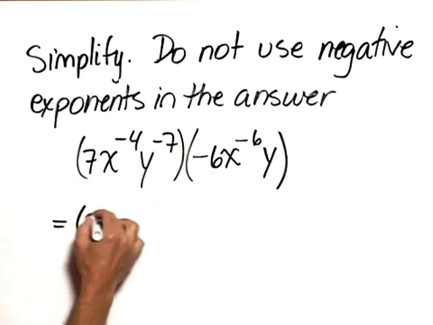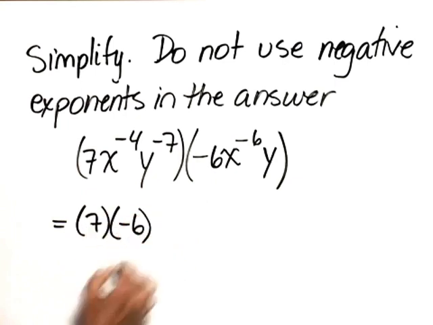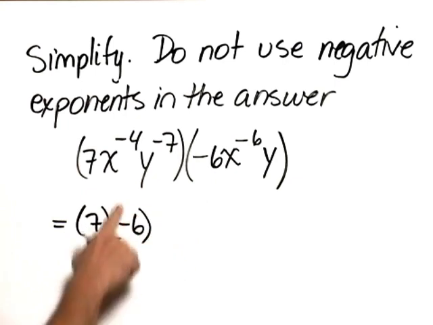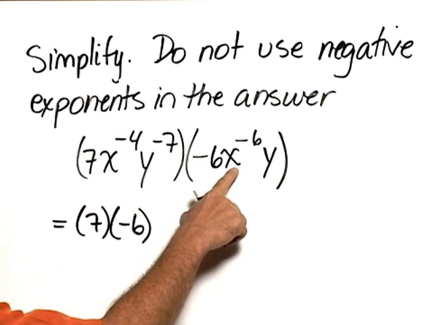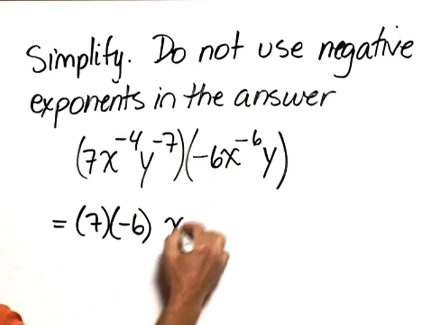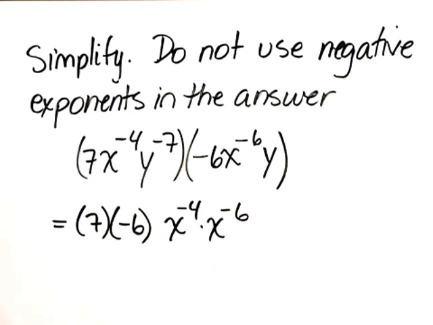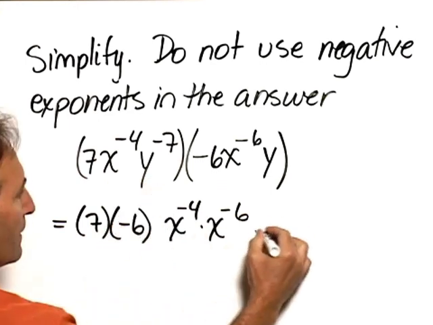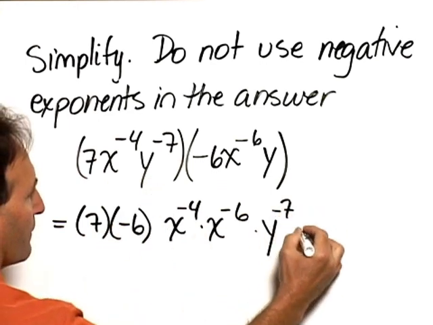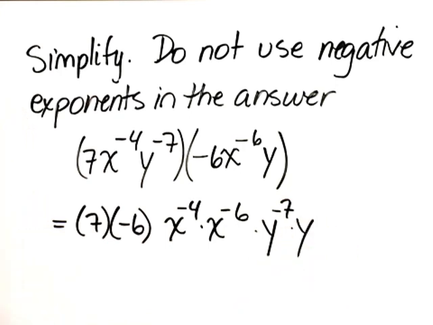So we have 7 times negative 6. Then we multiply the x factors together. So x to the negative 4 times x to the negative 6. And then finally multiply the y's together. y to the negative 7 times y to the first. 7 times negative 6 is negative 42.